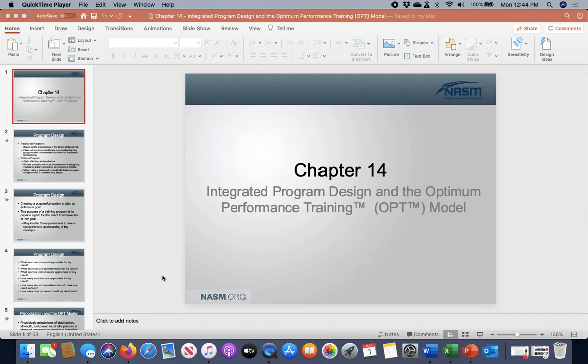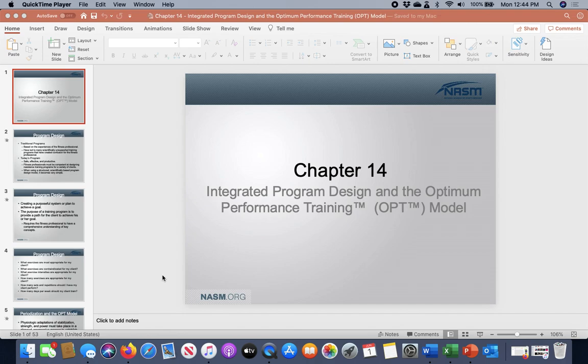Chapter 14 for the NASM certification prep, and for just general purposes here, we're going to be getting into the OPT model in particular, but what they like to call an integrated program design. And what they mean by integrated is basically, again, it's one of those things where you're taking multiple components of something and putting it together in a systemized or systematic format, so that you can then create proper exercise programming for those individuals that you're working with, so that it's more geared toward them versus somebody else.